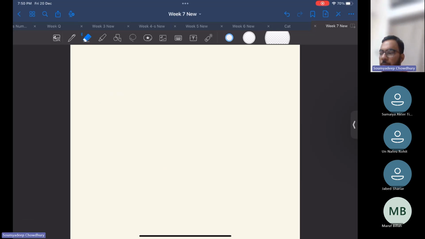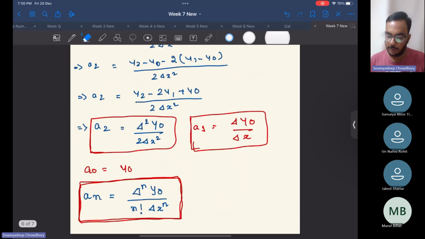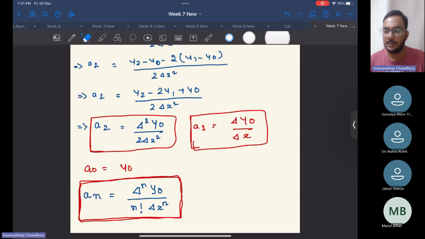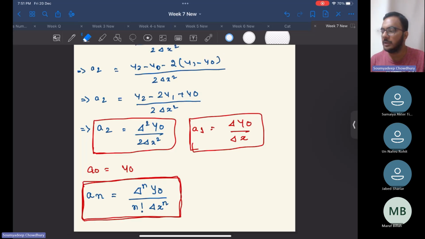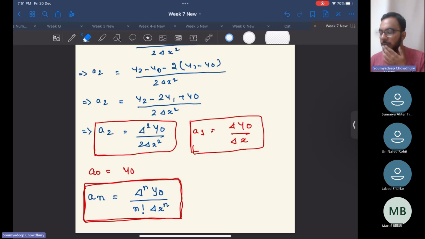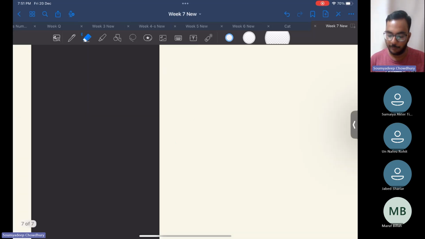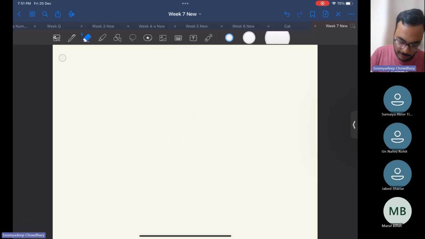Okay, so we'll continue. Here we have found the coefficients of the nth degree polynomial to fit a set of n plus 1 data points. So that's it. Now we have to substitute these values in the actual polynomial, right? So for that, what was our polynomial?